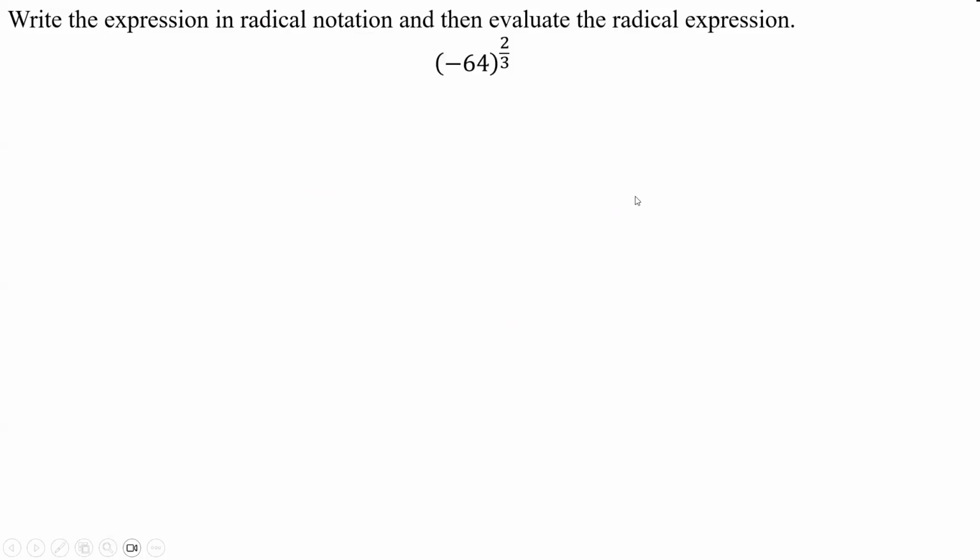All right, what about this one? All right, so same thing. This is a cubed root, so we know we have the cubed root of, and we have what? Negative 64. Now, that means this whole thing is now squared because we have it on the outside. Now, what is the cubed root of 64?